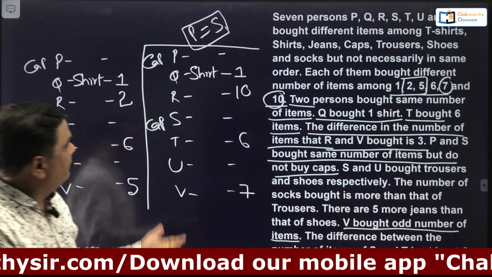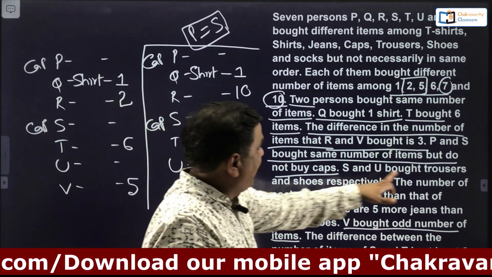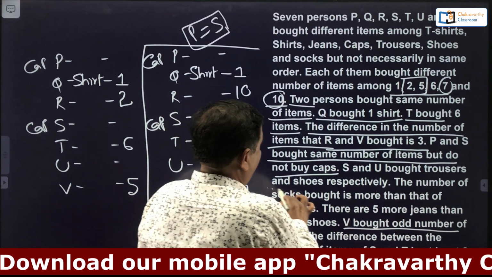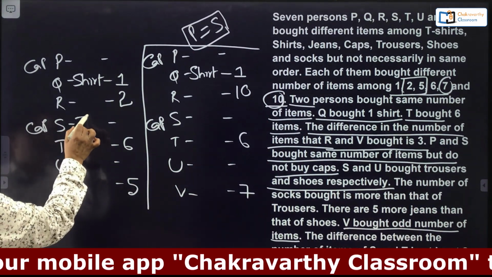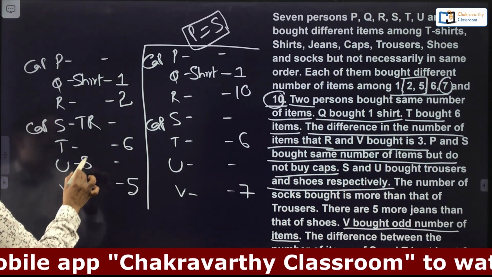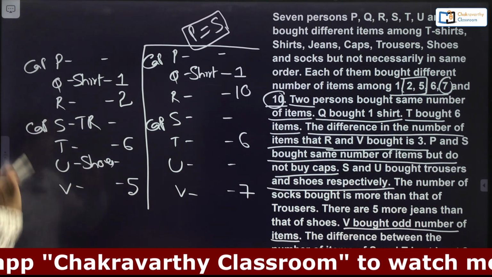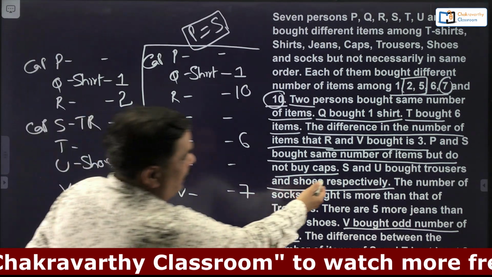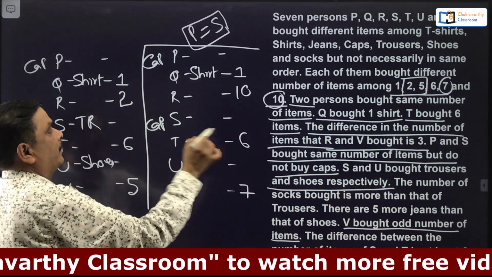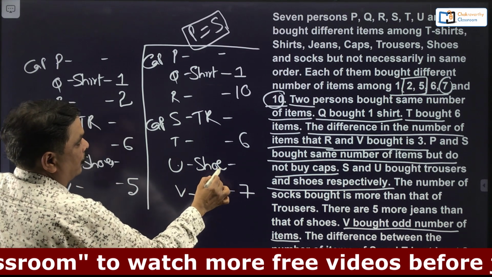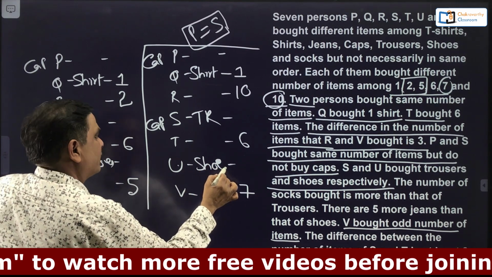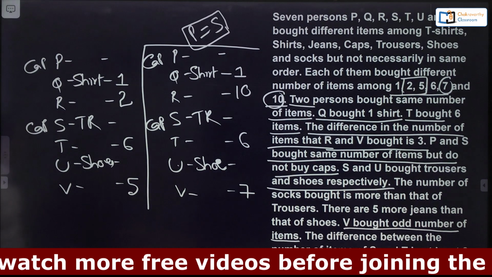Okay, now go for the next information because nothing can be eliminated. S and U bought trouser and shoes respectively. That means S trouser and U shoes. Isn't it shoes only? S and U bought trousers and shoes respectively. This is trouser and this is shoe, right? Fine.